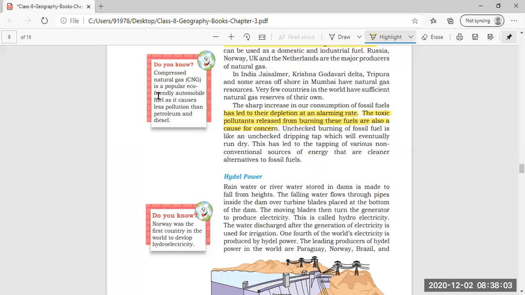Now, do you know compressed natural gas, that is CNG? CNG full form is compressed natural gas, a popular eco-friendly automobile fuel as it causes less pollution than petroleum and diesel.